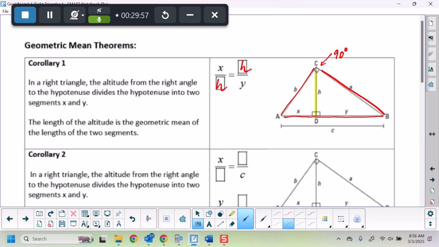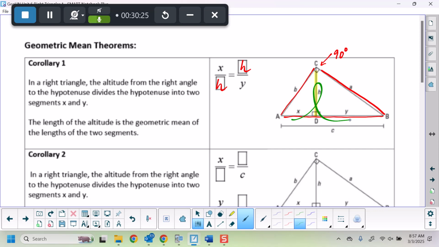When we learn how to set up these ratios, sometimes you'll hear me refer to this one as the loop-de-loop. So x is to h as h is to y. So that's a relationship that you proved on the front page. x and y are the two pieces of the hypotenuse. h is their geometric mean. Multiply them together, take the square root.